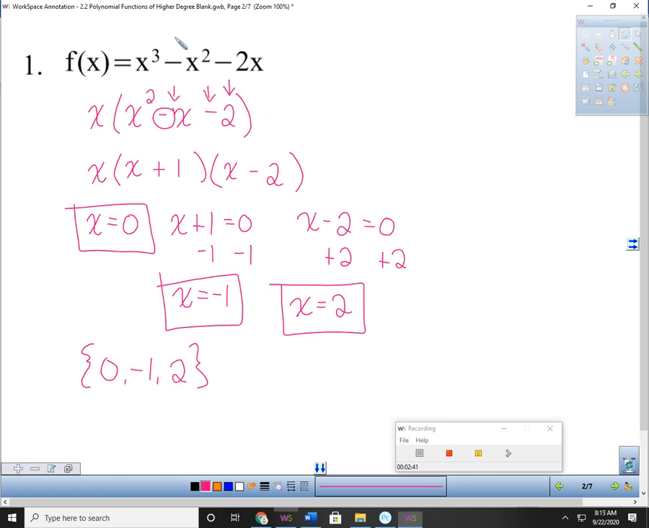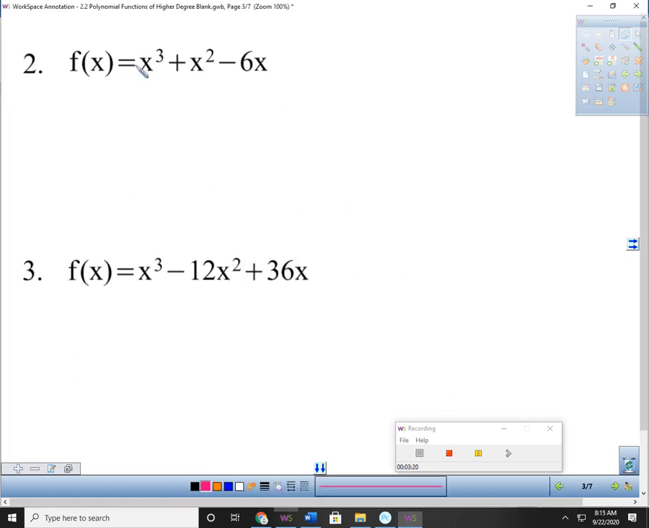I'm also going to point out that if your biggest degree is 3, then that means you're going to have 3 zeros. Now they may not all be real zeros. You may have some imaginary zeros, but you should have 3 zeros nonetheless.